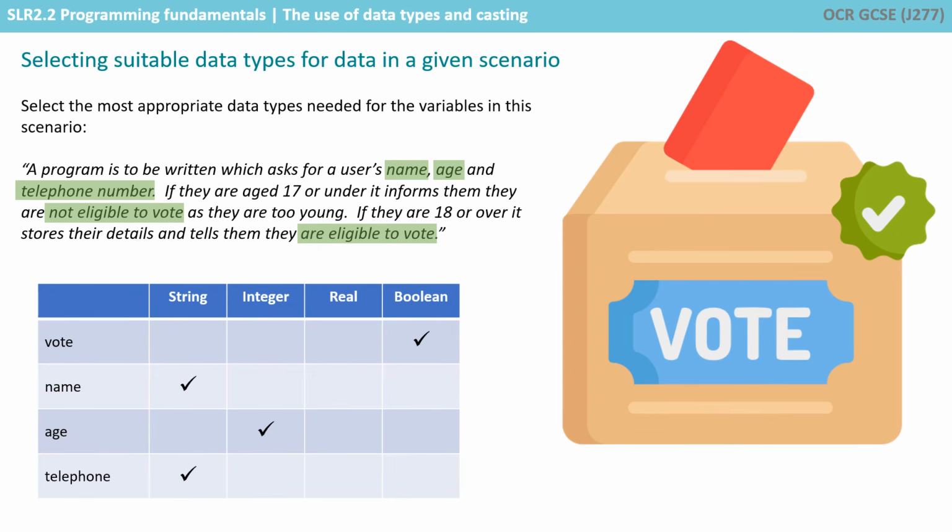So there's the answer. Vote should clearly be a boolean because it's either going to be storing true or false. They are eligible to vote or they're not. Name is clearly going to be a string as it's a series of alphanumeric characters, and age is going to be an integer, presuming they enter their age as a whole number. Finally, telephone number should be a string.